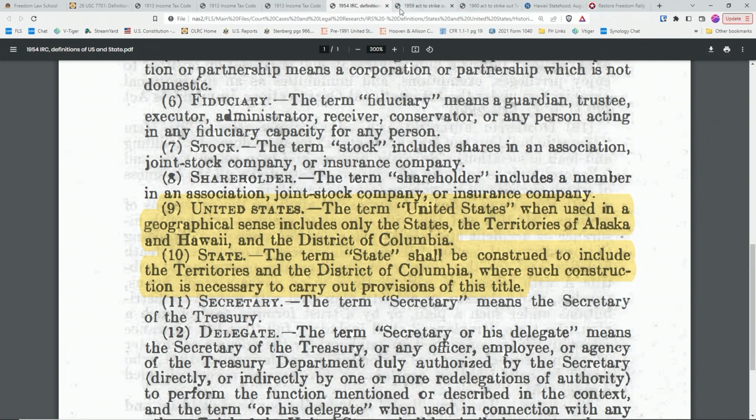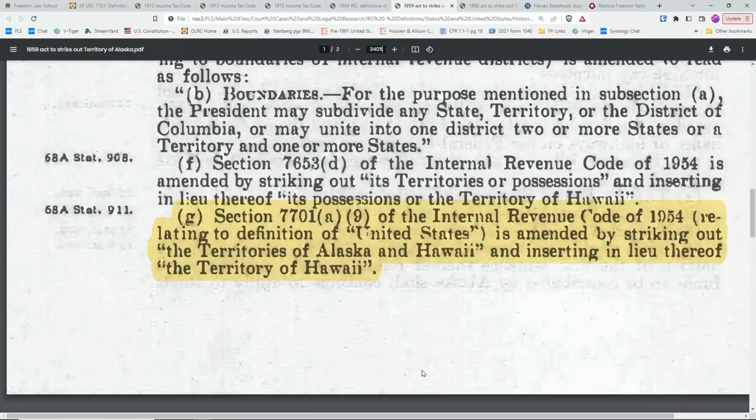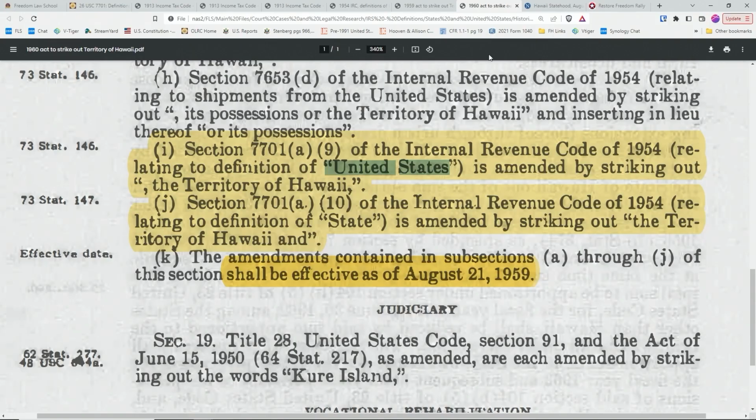But look what happens now in 1959, folks, okay? 1959, what happens here? They take out the territories of Alaska and Hawaii and add in the territory of Alaska, because Alaska became a state. See, Alaska is no longer a territory, therefore the people of Alaska are no longer taxable. But look at this. This one's even more interesting, okay?